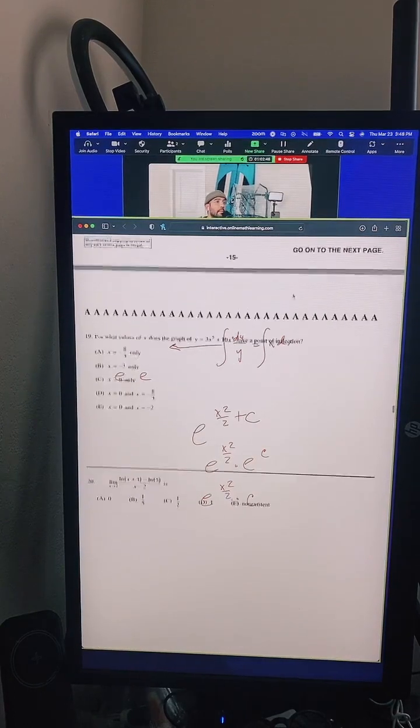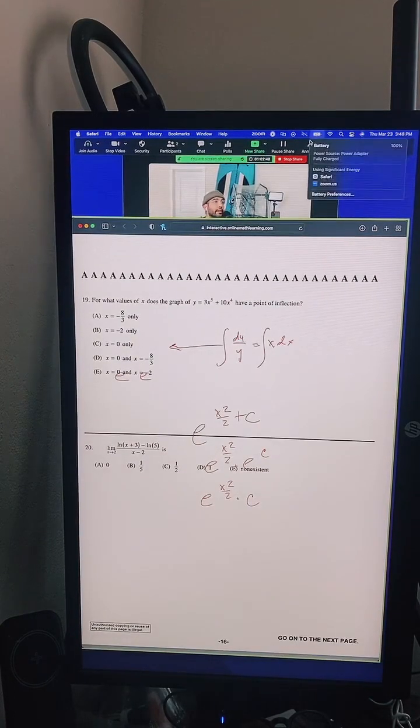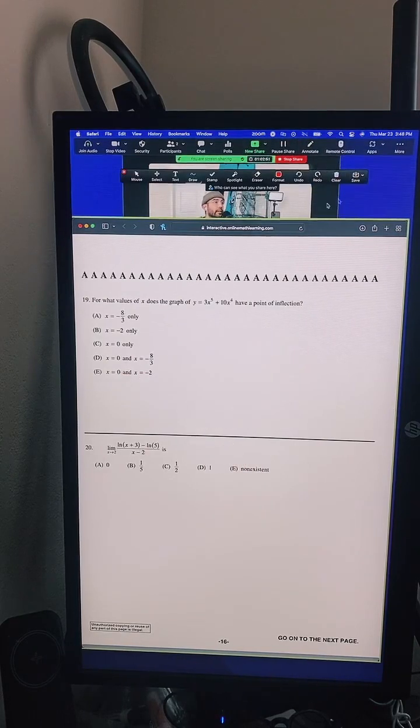Let me go ahead and erase my work. Whoops. Let's go to 19. Ooh, for what values of x does this function have a point of inflection? How do we find the point of inflection, chat? Who can give me some pointers on here? We need to find the second derivative.